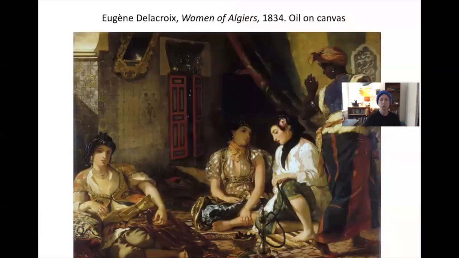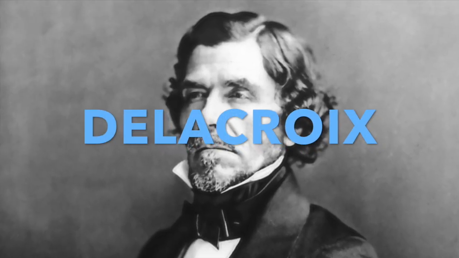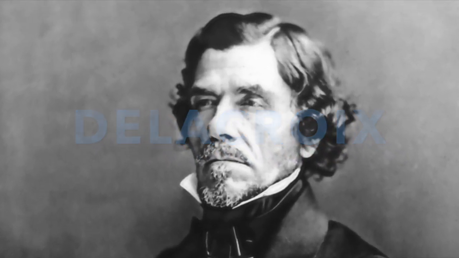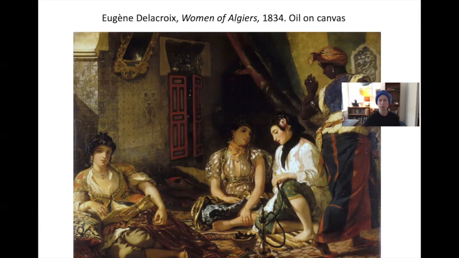In 1832, the French artist Eugène Delacroix journeyed to Morocco, and his trip to North Africa prompted other artists to follow. Delacroix's painting reflected the Romantic artist's fascination with the quote-unquote Orient and was considered incredibly authentic.